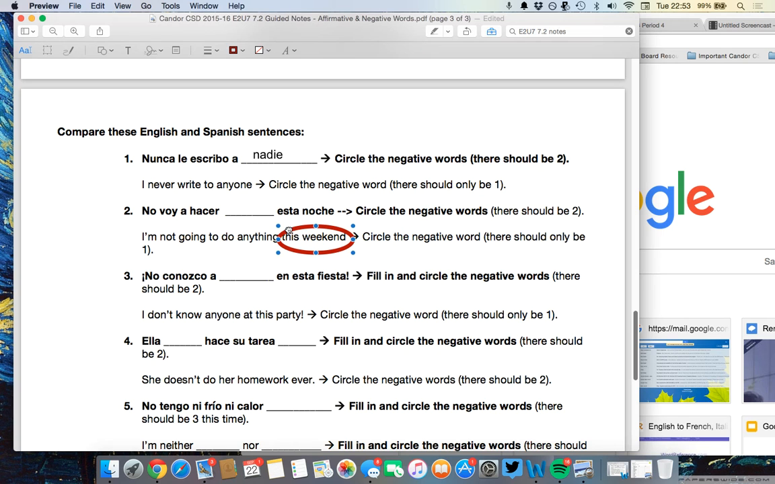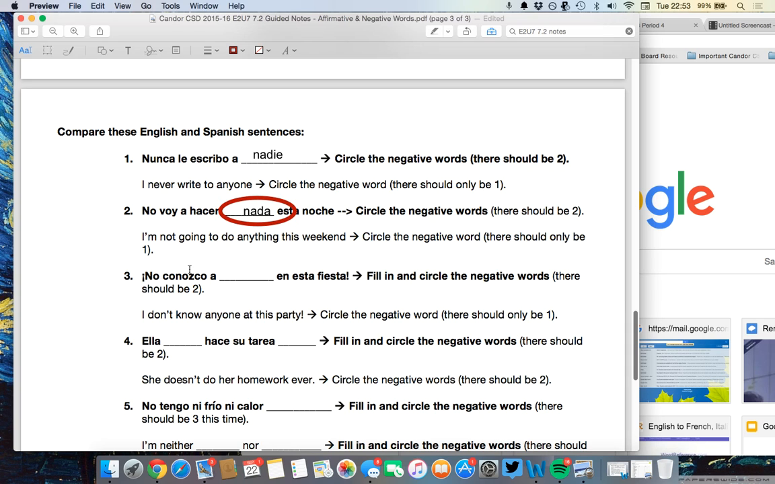Well, if you make it bad English, right, but you do it in Spanish, it's going to be, first of all, I'm not going to do nothing this weekend, right? No voy a hacer nada, excuse me, that's an incorrect translation. Esta noche, or this weekend. Este fin de would be the right translation. So no voy a hacer nada esta noche, or este fin de semana.